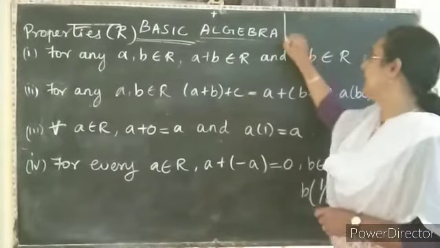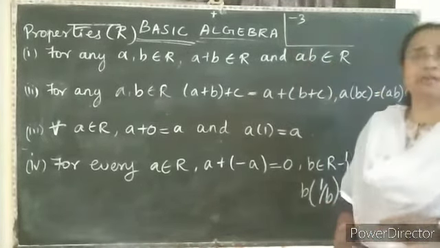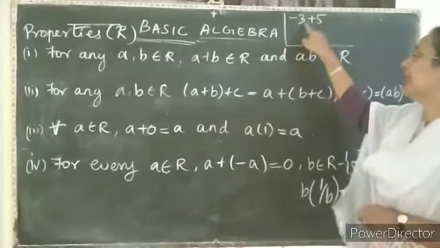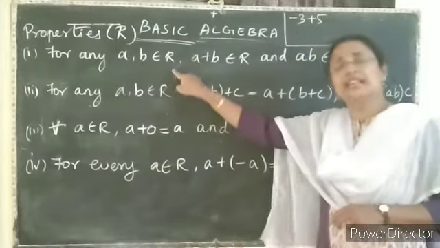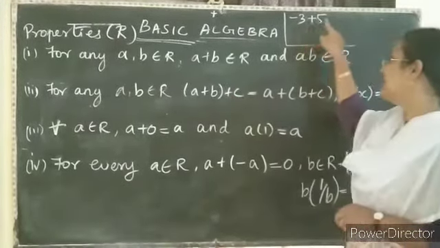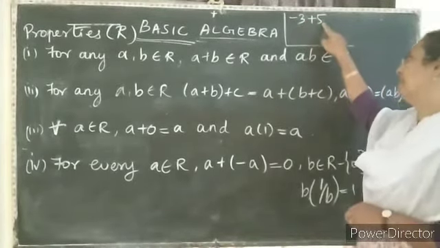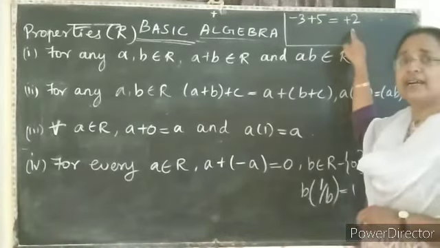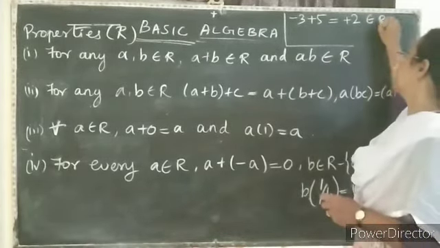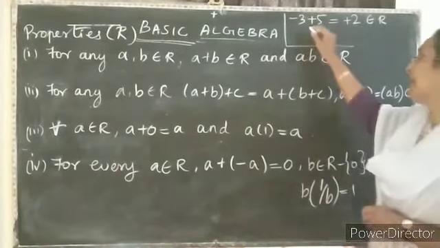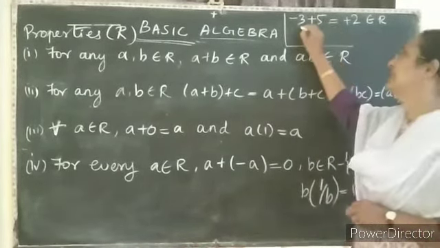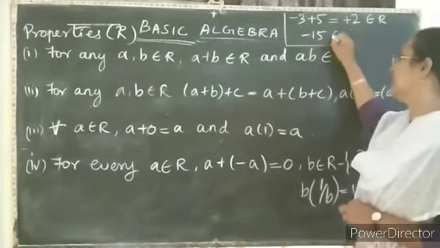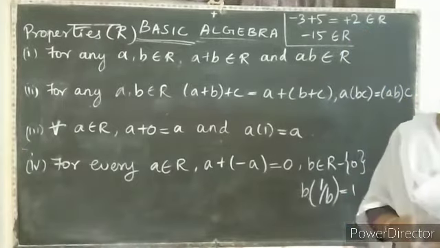Shall we take two real numbers? Minus 3 is a real number, isn't it? Minus 3 and 5. Does it belong to R? Yes, definitely. Now I'm going to add these two numbers, minus 3 plus 5. The result is plus 2. Does this 2 belong to the real numbers? Definitely. Now I'm going to multiply these two numbers, minus 3 into 5. What will I get? Minus 15. Does minus 15 belong to the real numbers? Definitely it is a real number.